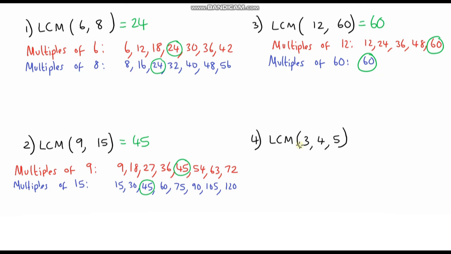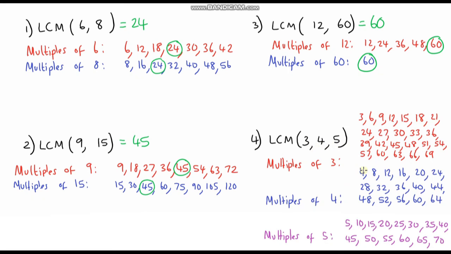Okay, we've got one more here to do. So find the lowest common multiple of 3, 4 and 5. So just like before, I'm going to list out all the multiples of 3, 4 and 5. So I'm going to have 3 lists this time. Okay, so I've listed out quite a few multiples of 3, 4 and 5, and the reason why I've had to write down so many is because it's not until we get to 60 that we notice that they all have 60 in common as a multiple. 60 is the smallest number that appears in all three lists. So the lowest common multiple of 3, 4 and 5 is 60.